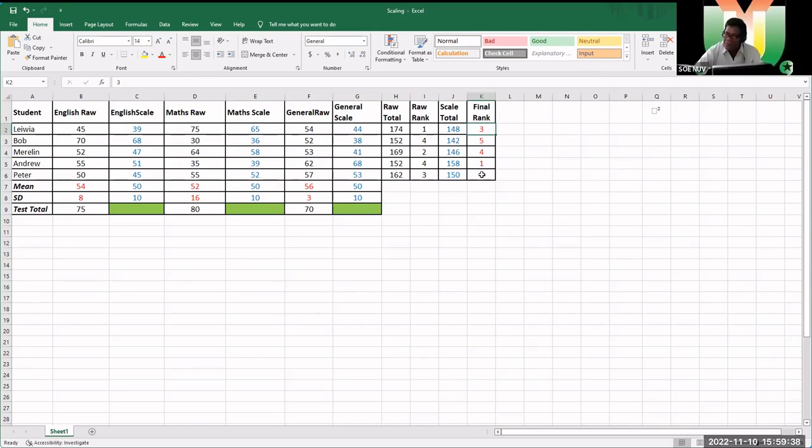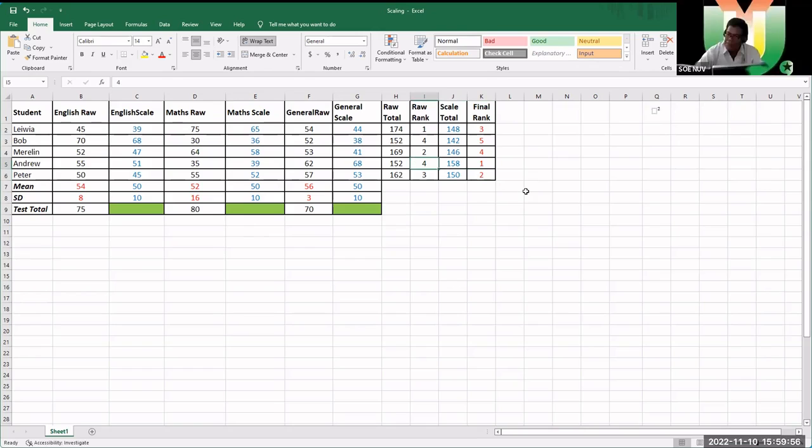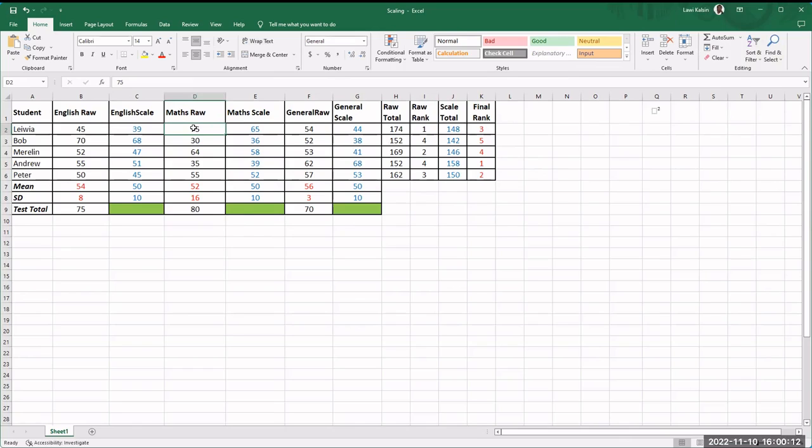And second prize will go to Peter. In the raw ranking he came fourth, but now he is second. Peter performs a good average across all three subjects, while Lewia is so good at mathematics only.